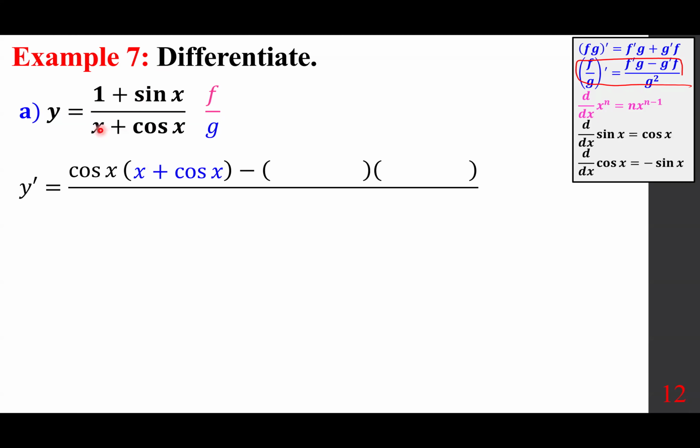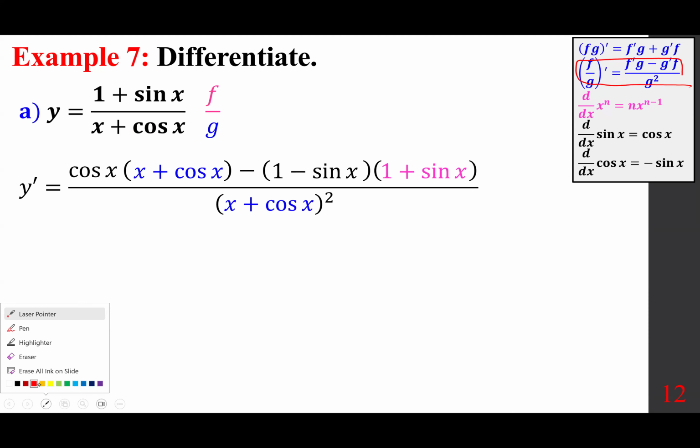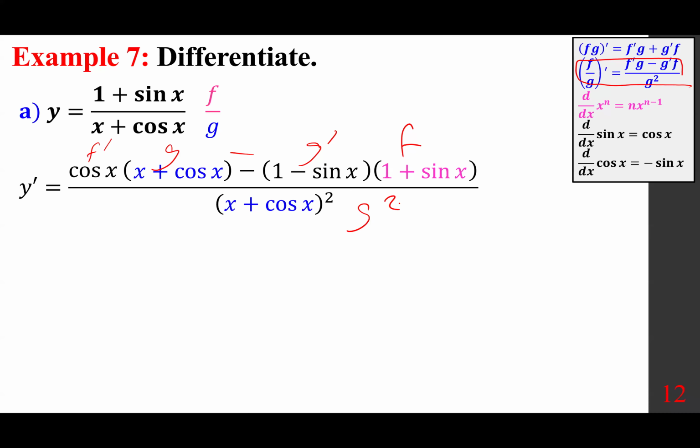Minus g prime, 1 plus the derivative of cosine is negative sine. So 1 minus sine x times f, the top, 1 plus sine x, over g squared. Just write the bottom in parentheses and square. And I'm going to write this is f prime g minus g prime f over g squared. I'm going to erase it in a moment. I just want you to see this shorthand notation really helps.